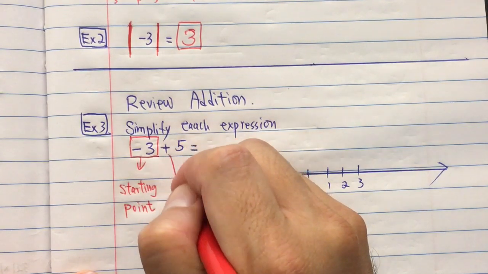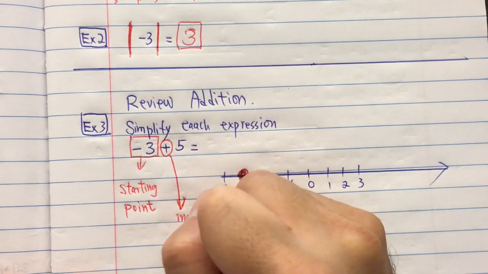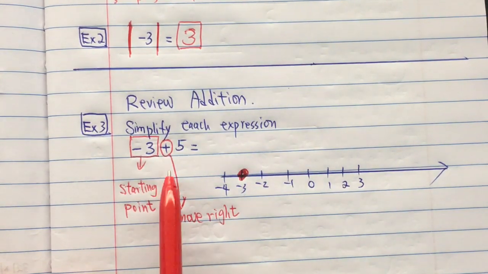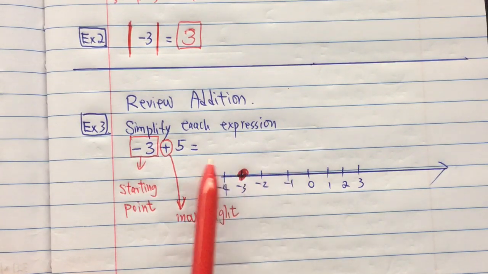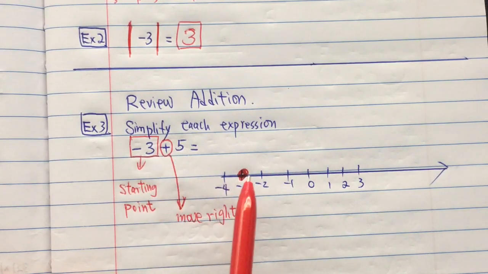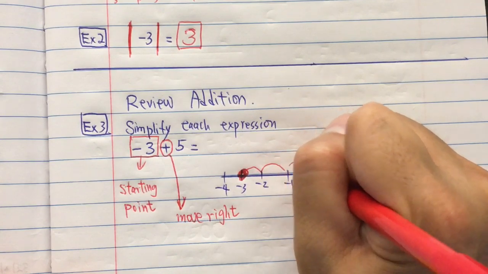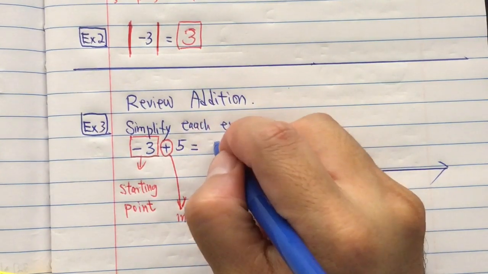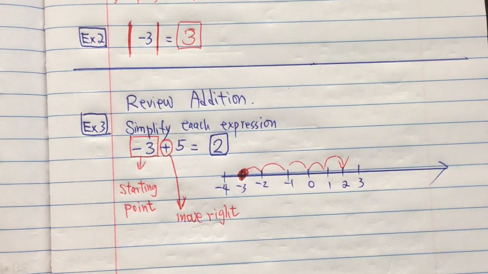So what does it mean when you see plus here? It means move right or move left? Move right. Okay? How many units? Remember, if it's plus, that means the number will become bigger, right? So now let's move 5 from -3, the starting point, and move right 5 units. 1, 2, 3, 4, 5. So the answer is 2. You get it?